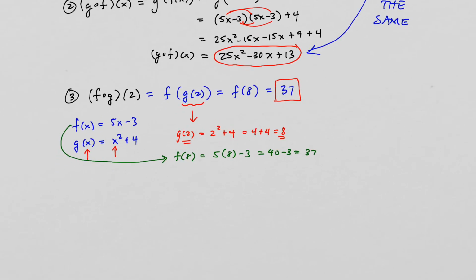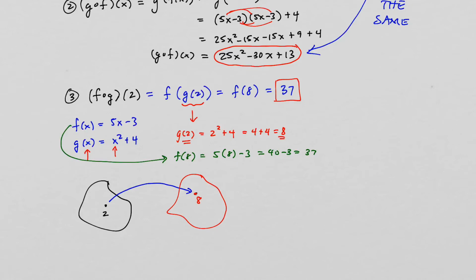And so let me illustrate what we did here. We had an original set, original domain x. We picked the number x equals 2. The function g took that number x equals 2, and it turned it into a new number, which was x equals 8. Okay, that's what the function g did. And then the function f took that number 8 and turned it into 37. Okay, that's what happened. Again, this is g and this is f.